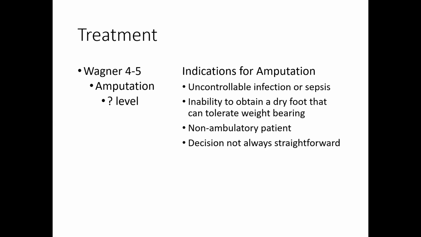Coming to Wagner class 4 to 5, here you may go on to amputation of the foot. An indication can be uncontrollable infection or sepsis, inability to obtain a dry foot that can tolerate weight bearing, or a non-ambulatory patient who cannot move because of the foot ulcer. The decision is also not always very straightforward. You have to have a multidisciplinary approach and decide the level.